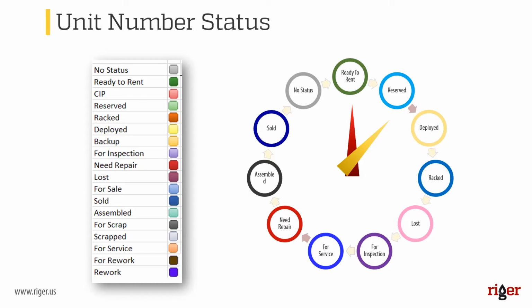Another important measurement of inventory management is the status of each piece of equipment in RigER. The main purpose of unit number statuses is to track and see what state each asset is in at a particular moment. You can see that we have a list of statuses covering different stages of each asset, such as if equipment is ready to rent, or if it's reserved for an upcoming job.